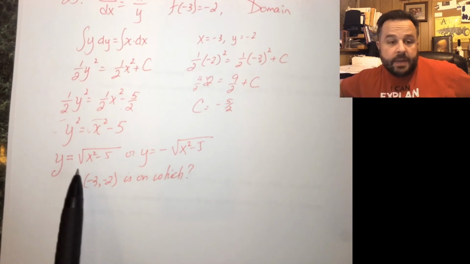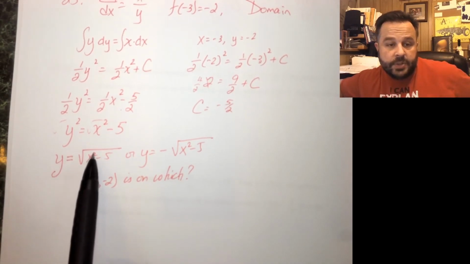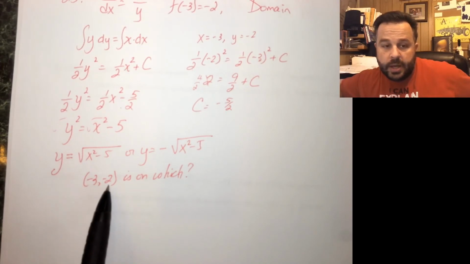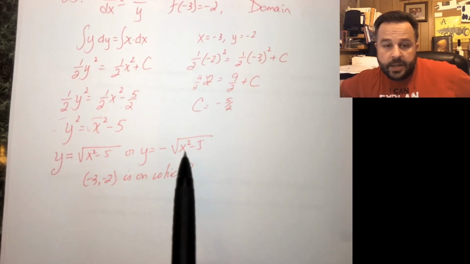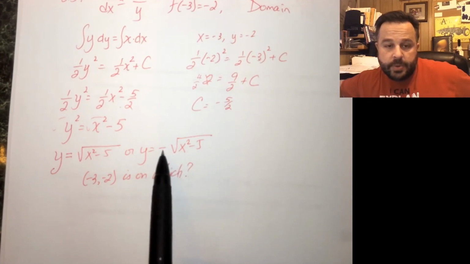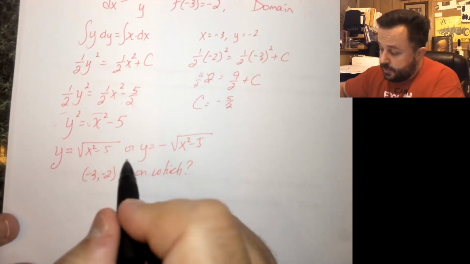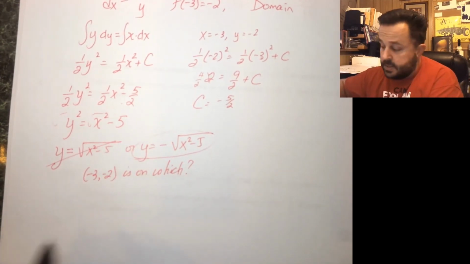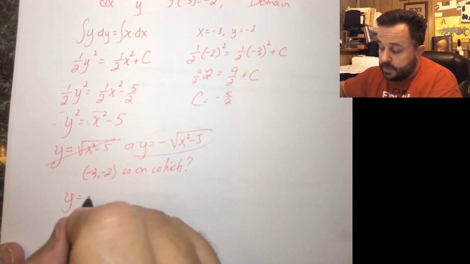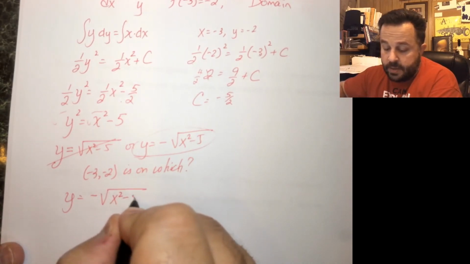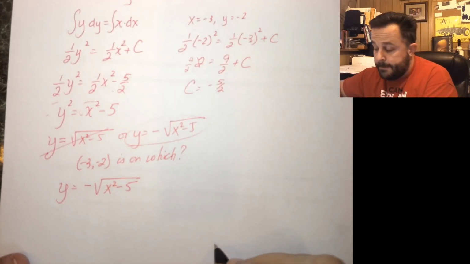So let's try. If I plug negative 3 in here, I get negative 3 squared is 9, minus 5 is 4. The square root of 4 is 2, not negative 2. Here, negative 3 squared is 9, minus 5 is 4. The square root of 4 is 2, but we're taking the opposite of that. So this is the function we want, not this one here. So we have y equals negative the square root of x squared minus 5.